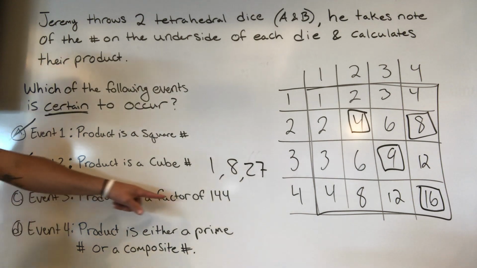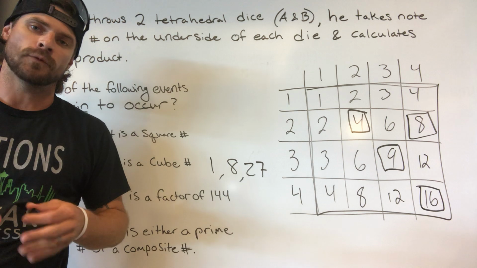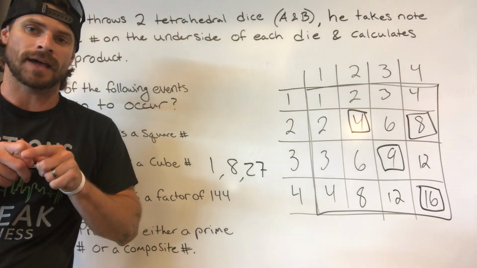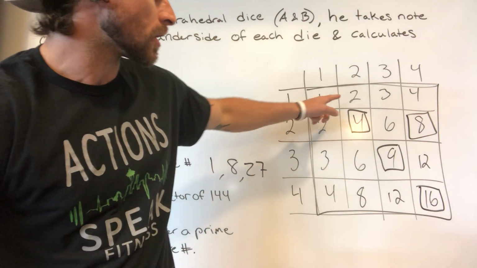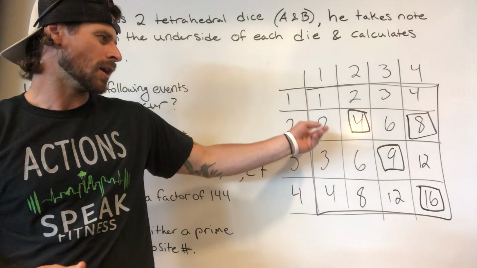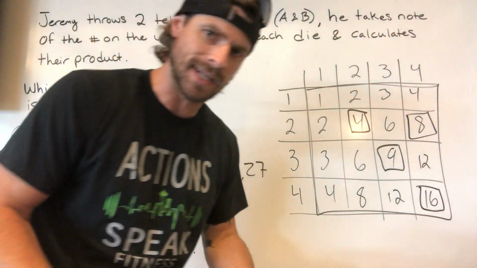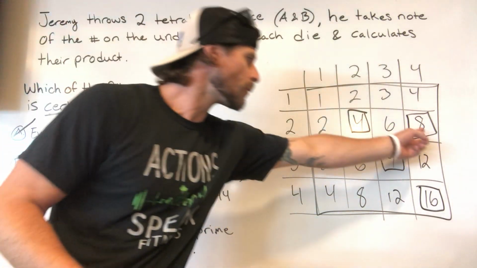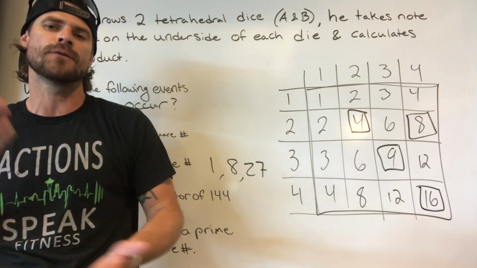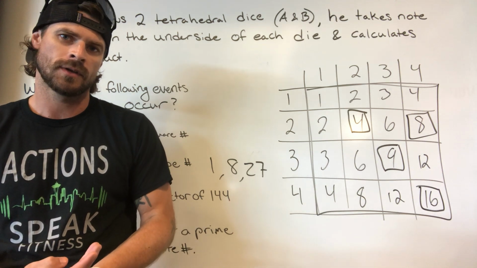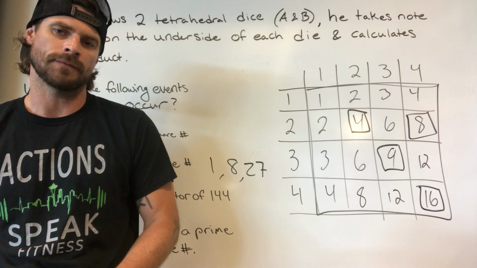Event number 3, product is a factor of 144. Well, one thing I can tell you about 144 is it's divisible by a lot of different values, right? So what you could do right here is just take a calculator, take 144 and start dividing it by the ones that you're not sure of. You obviously know that it can be divisible by 2, right? It's an even value, so we can cut it in half, no problem. But as you go through this list and you use all those numbers in there, what you're going to realize is every single one of those is going to be a factor of 144.